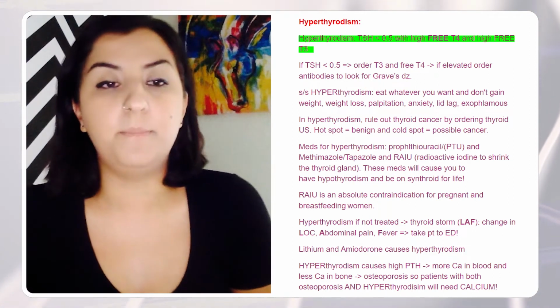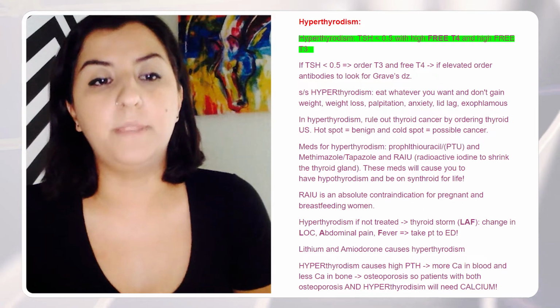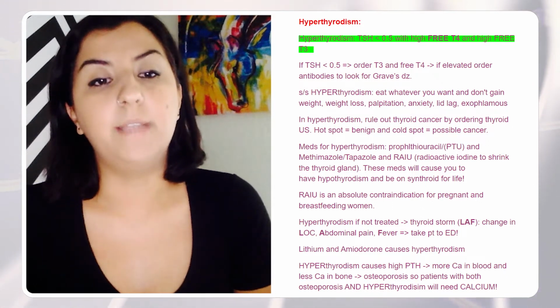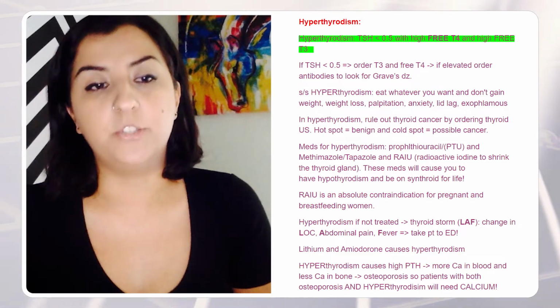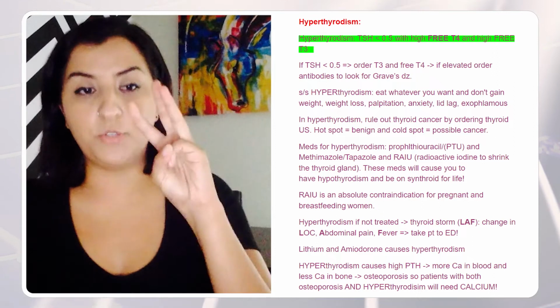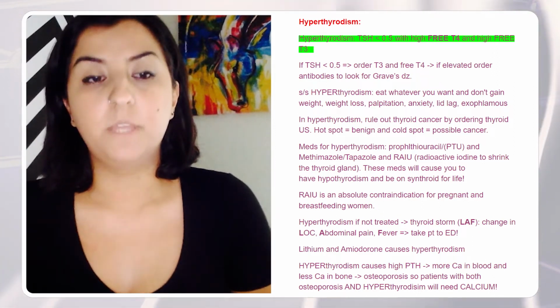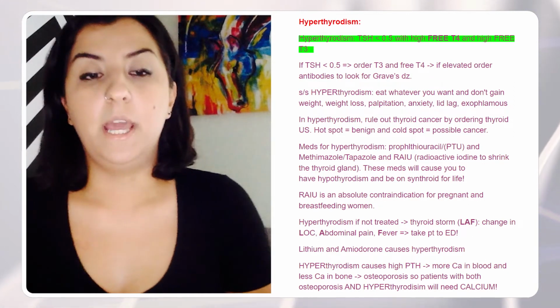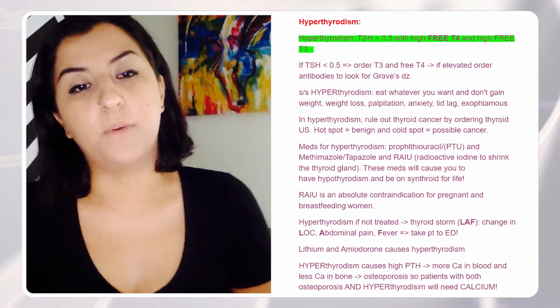How do you treat it? Medications for hyperthyroidism are PTU and methimazole, aka Tapazole, and RAIU, which is radioactive iodine to shrink the thyroid gland, okay? So these are your 3 treatments for hyperthyroidism. The first one is PTU, the second one is Tapazole, and the third one is RAIU, radioactive iodine, okay?